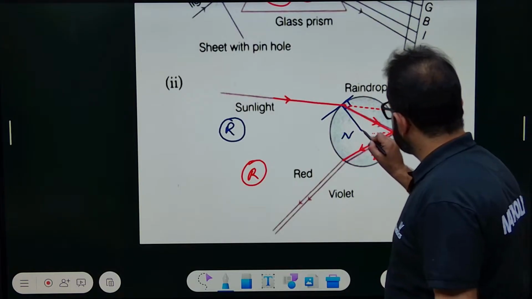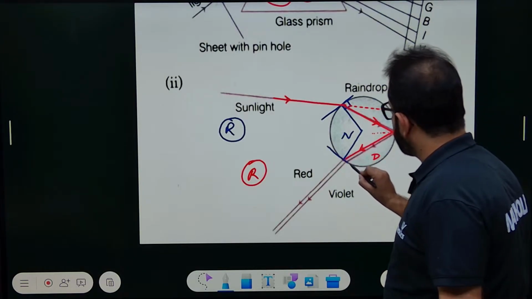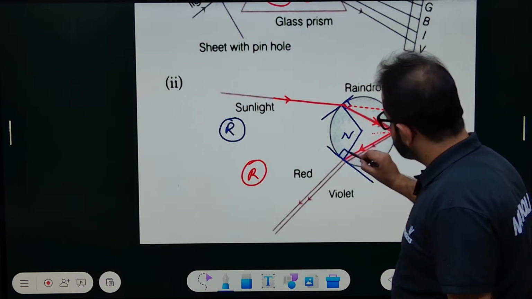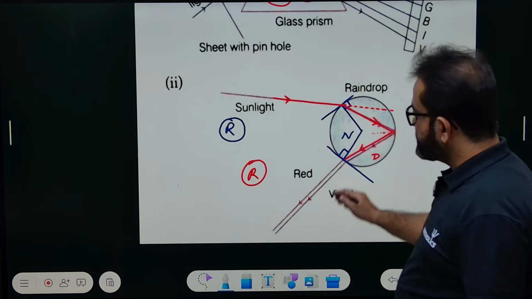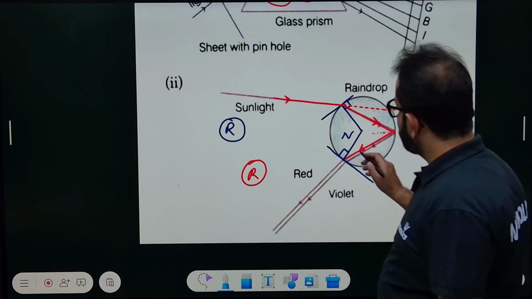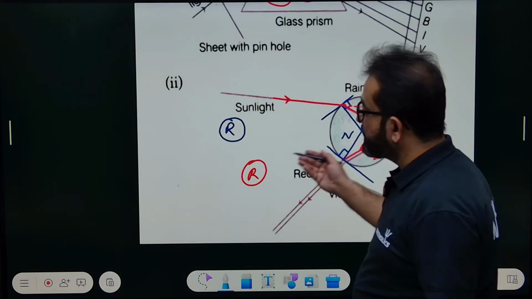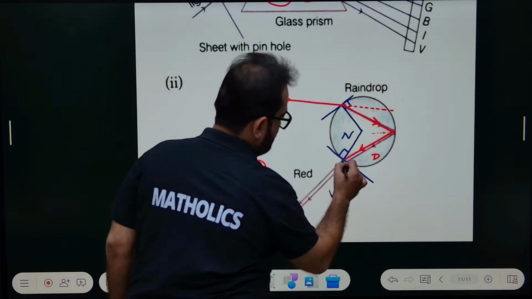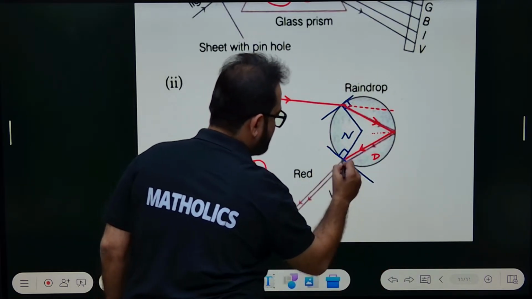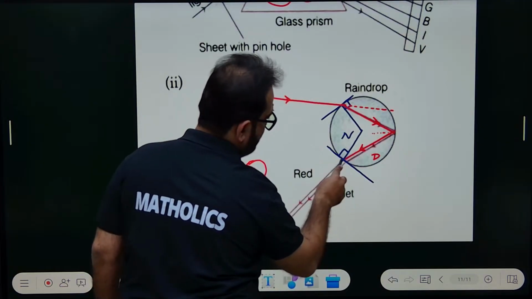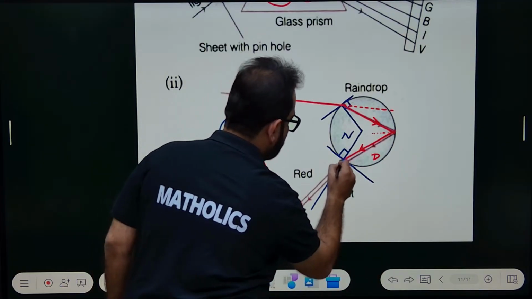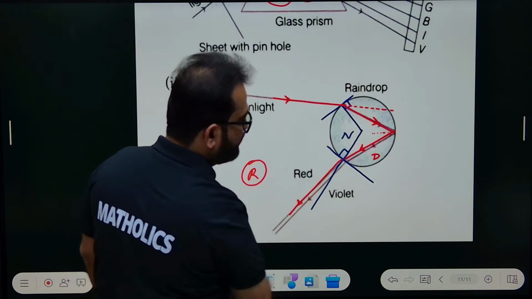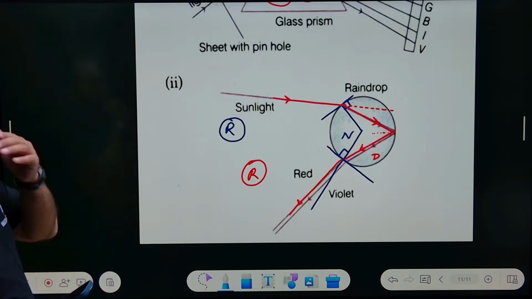Away from the normal. The normal is this. You draw like this; this is a tangent. If you focus on this point, this is the normal line. Where is it going? Denser to rarer means away from the normal. See, this is the direction of the normal. If this is the direction of the normal, the ray of light is going in this direction, which is away from the normal. Yes or no? Going somewhat away from the normal, right? So that's how we make diagrams.